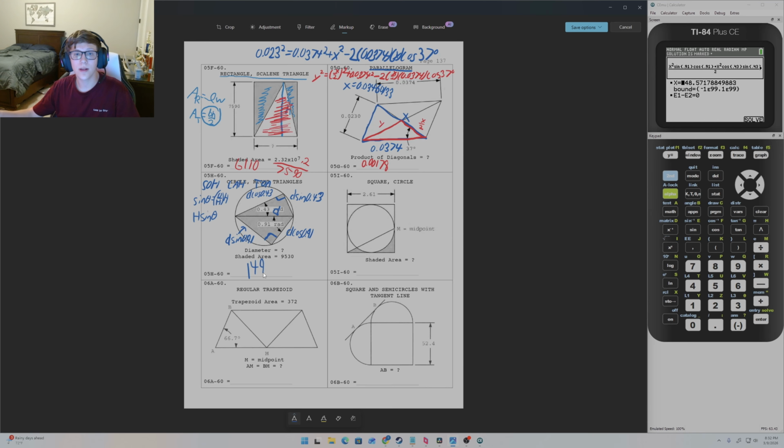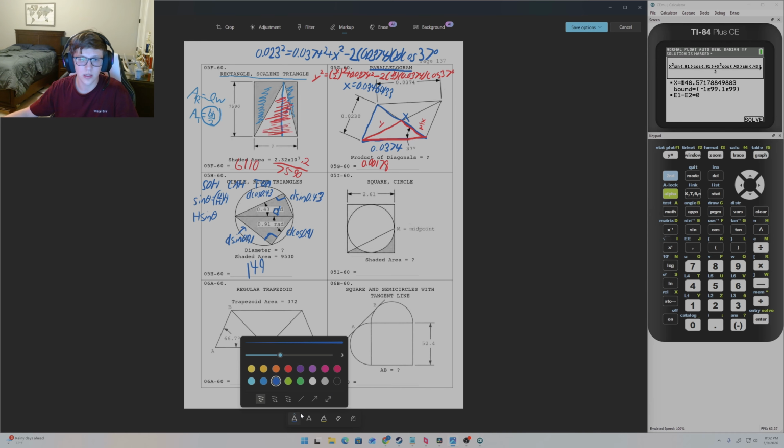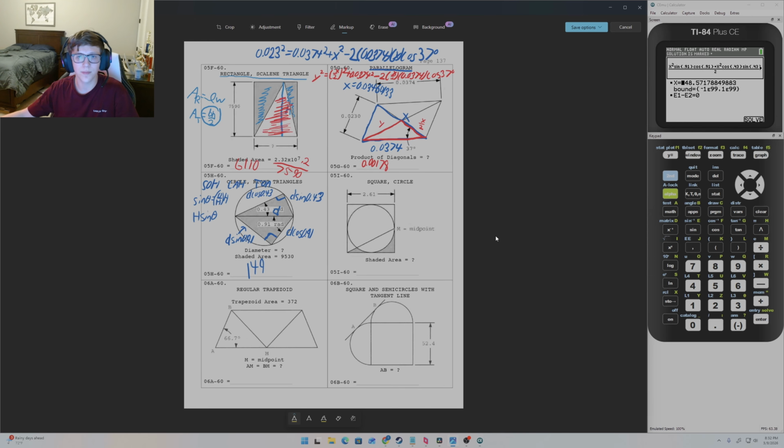All right, and we're starting out now 05I-60. We have a square and a circle. I'm going to switch my color to yellow. Let's try yellow this time. So, square and a circle.